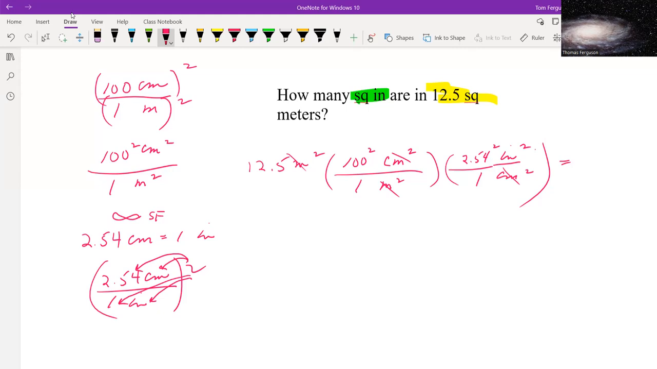No. If it was linear, there's 100 centimeters in a meter, just on a yardstick, right? But if we're talking about square centimeters in a square meter, we've got to square this as well. Just like this here, everything is squared. Everything. Is that better? If in doubt, square everything.